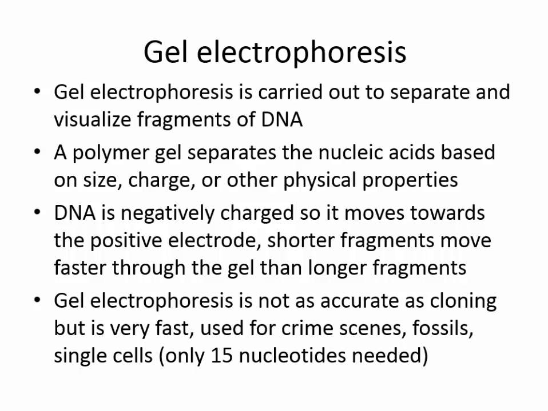Gel electrophoresis is pretty good, because you don't really need a lot of DNA material. You only need about 15 nucleotides. But it's not as accurate as cloning. However, gel electrophoresis is really fast. It's used for crime scenes, for fossils, even just one cell.